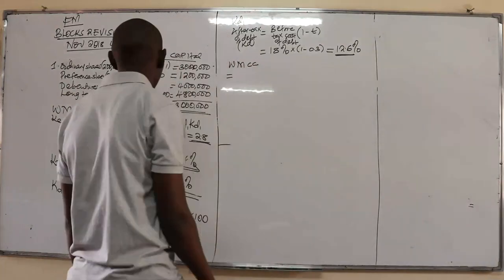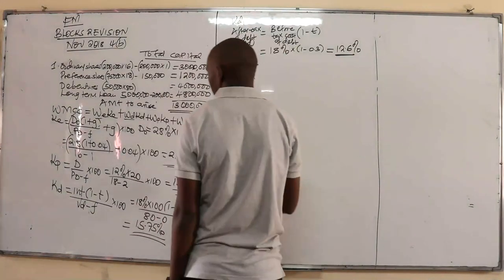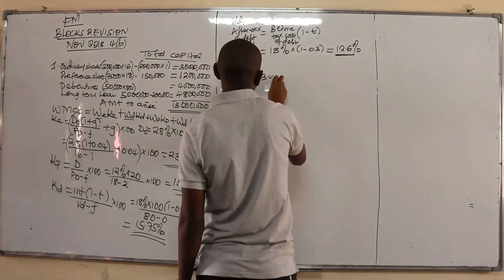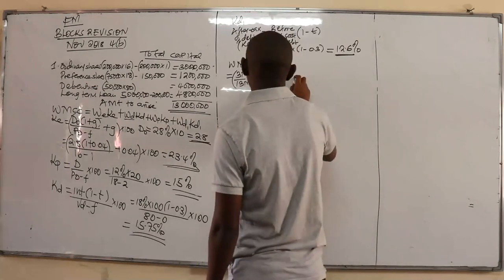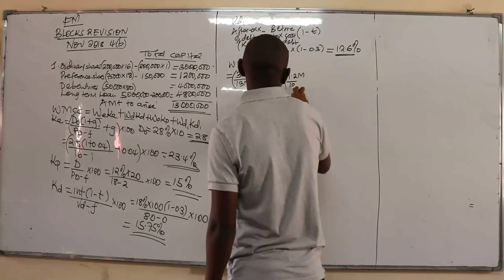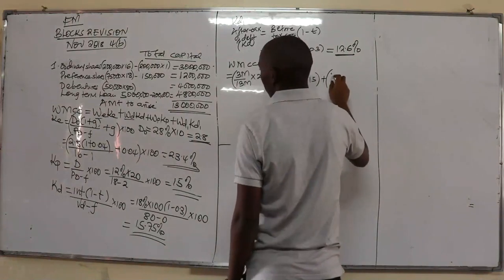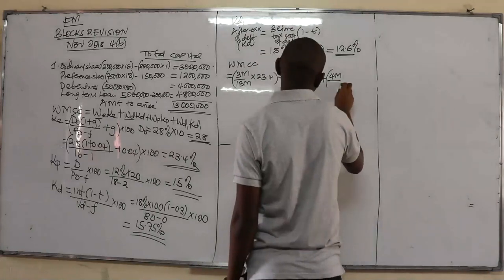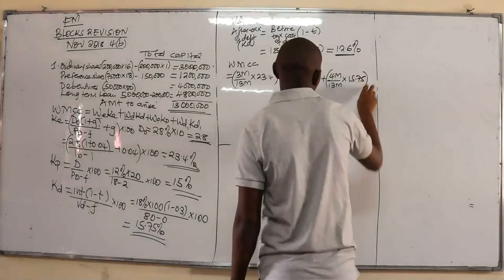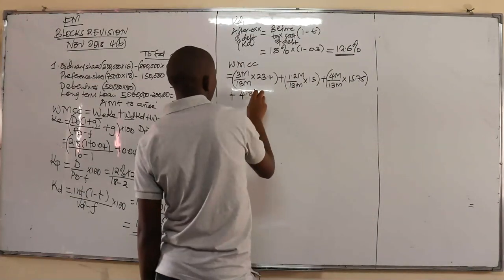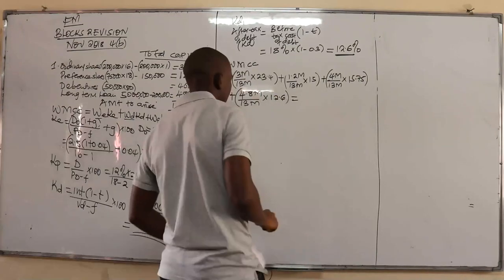For the WMCC in this case, we begin with the weight of ordinary shares, which is 3 million, divided by 13 million, multiplied by the cost of ordinary shares, which is 23.4. You add the weight of preference shares, which is 1.2 million, divided by 13, multiplied by the cost of preference shares, which is 15. We also have the weight of debenture, which is 4 million, divided by 13 million, multiplied by the cost of debenture, which is 15.75. And the last one, you add 4.8 million divided by 13 million, then multiply by 12.6.